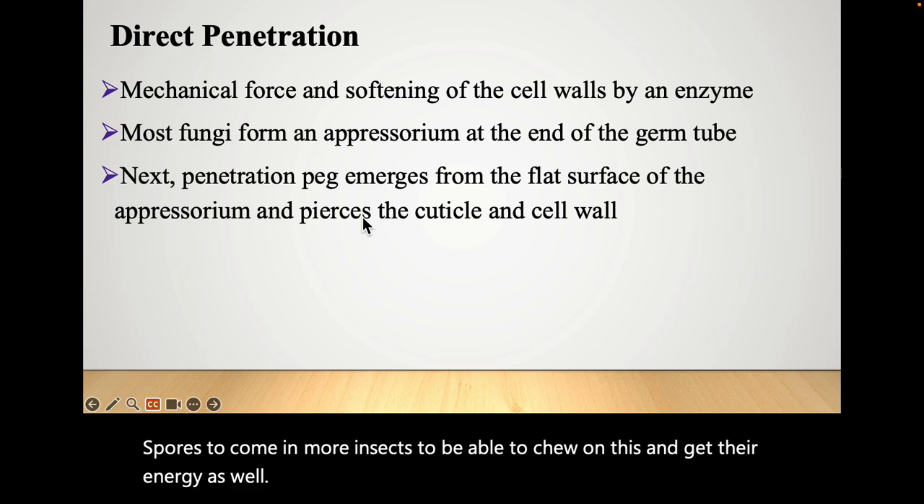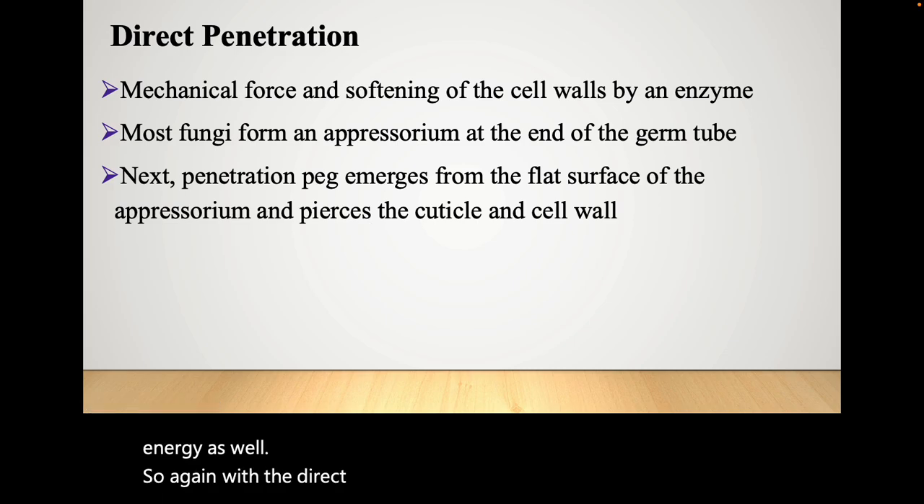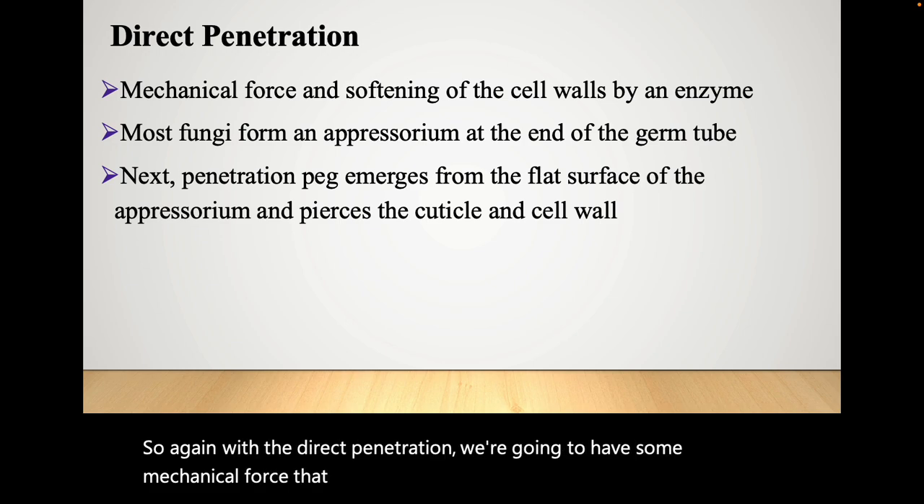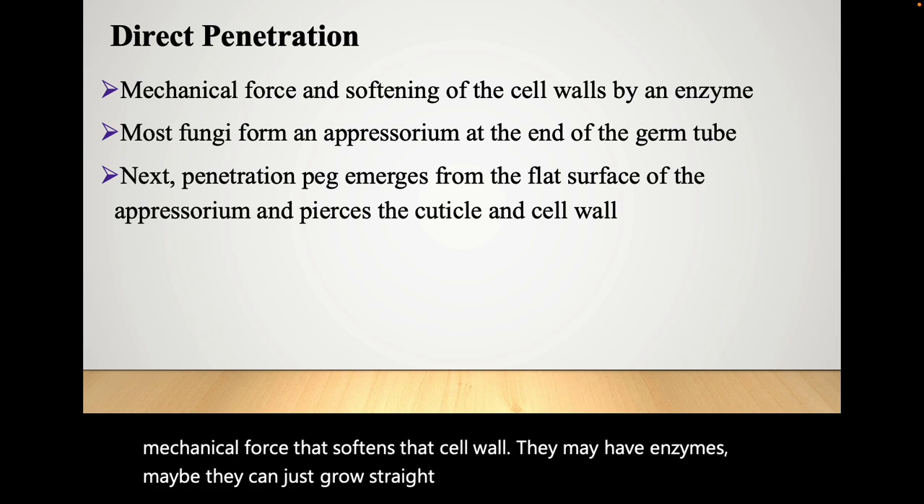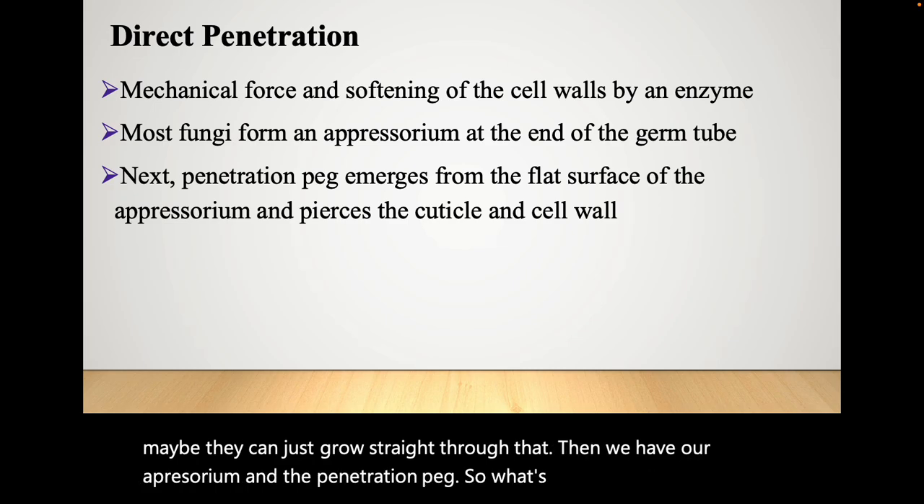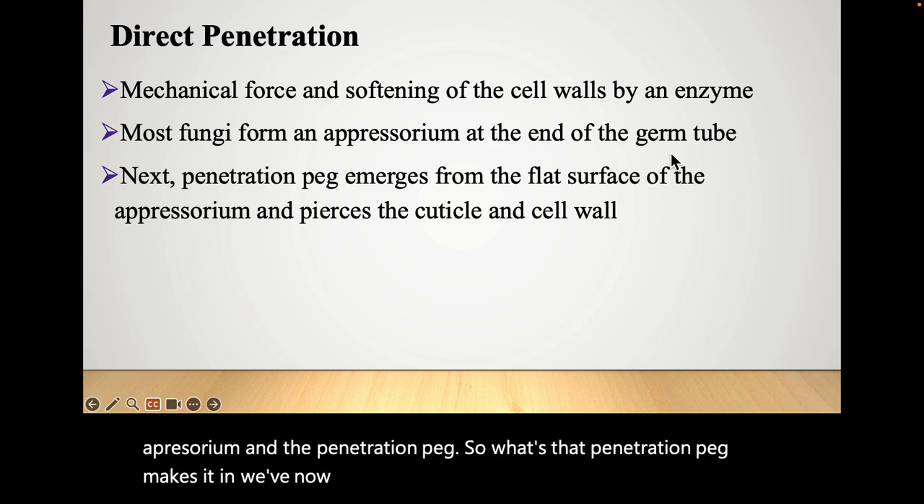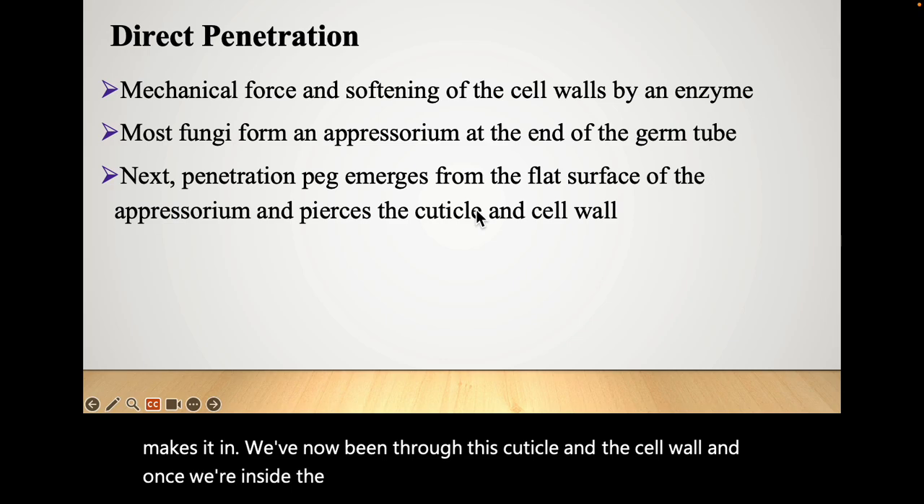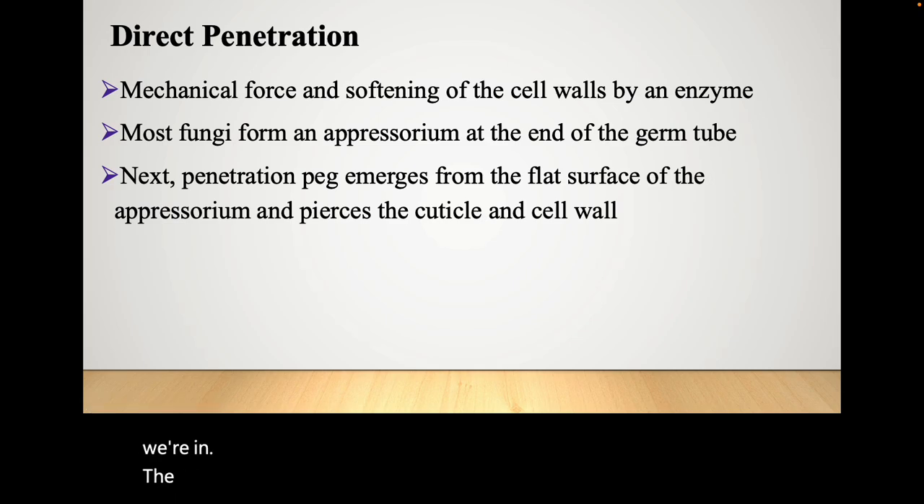So again, with the direct penetration, we're going to have some mechanical force that softens that cell wall. They may have enzymes. Maybe they can just grow straight through that. Then we have our appressorium and the penetration peg. And once that penetration peg makes it in, we've now been through this cuticle and the cell wall. And once we're inside the cell wall, it's like breaking into a safe, right? Once we're in, the disease is doing what it's doing.